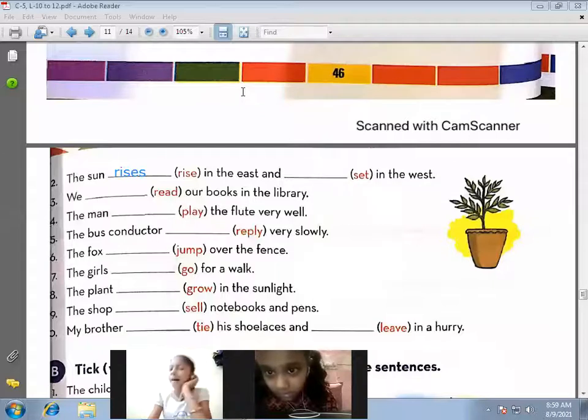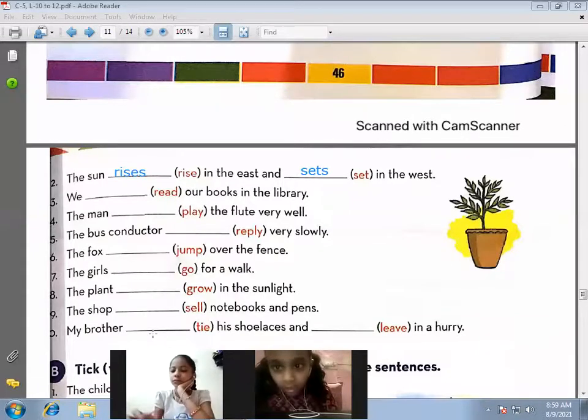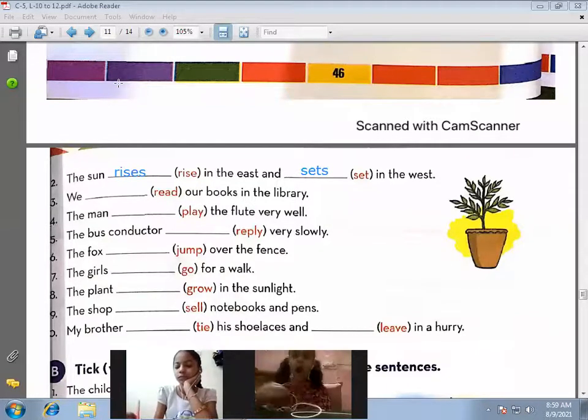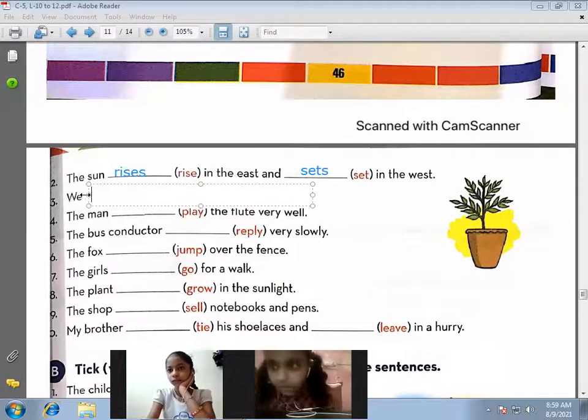Now next is for Akshit Mishra. Third one. We dash our books in the library. We. Here we is the plural pronoun. So what we'll write here, Akshit? Ma'am, we read our books in the library. We'll write reads here, Akshit.